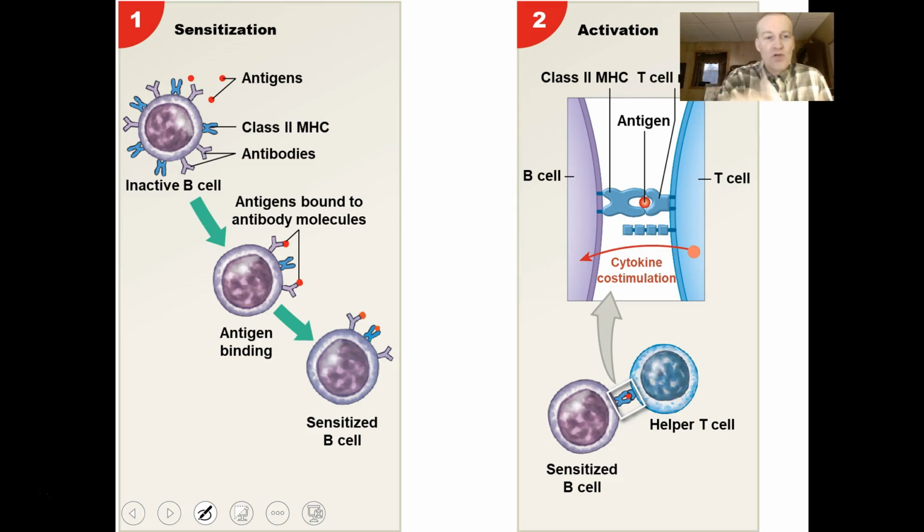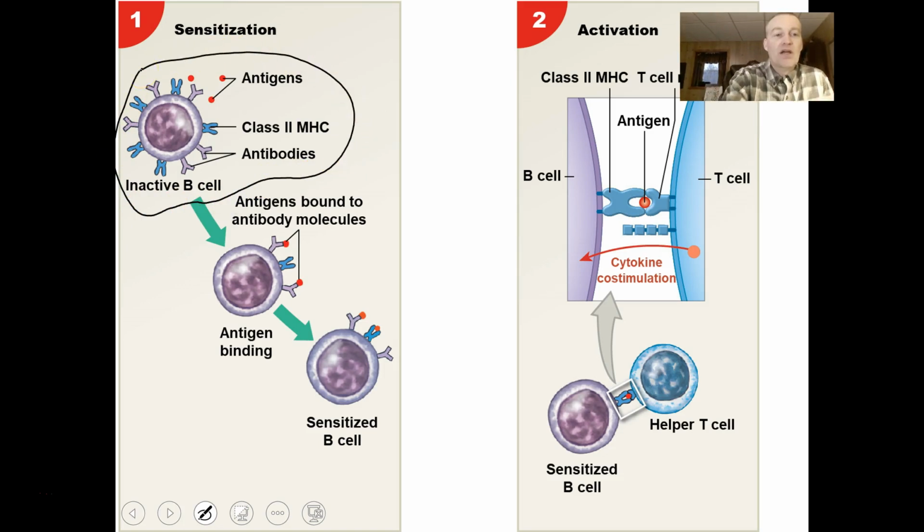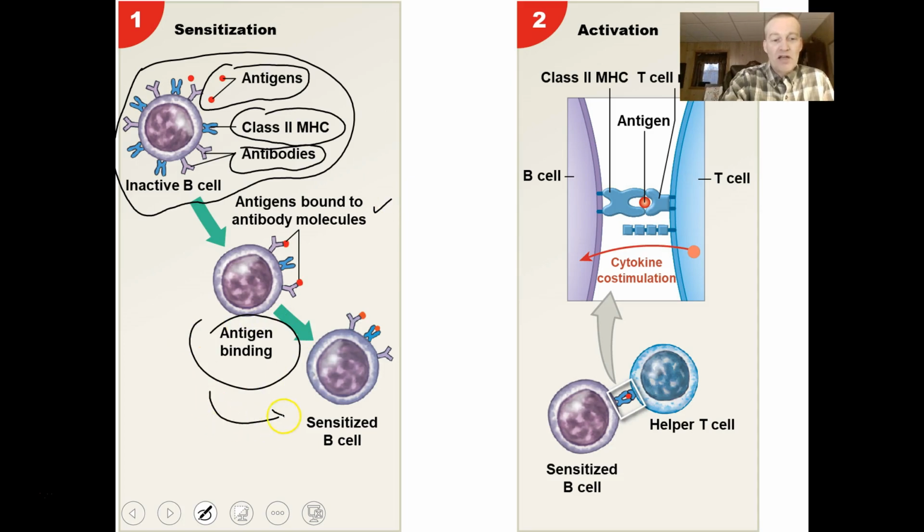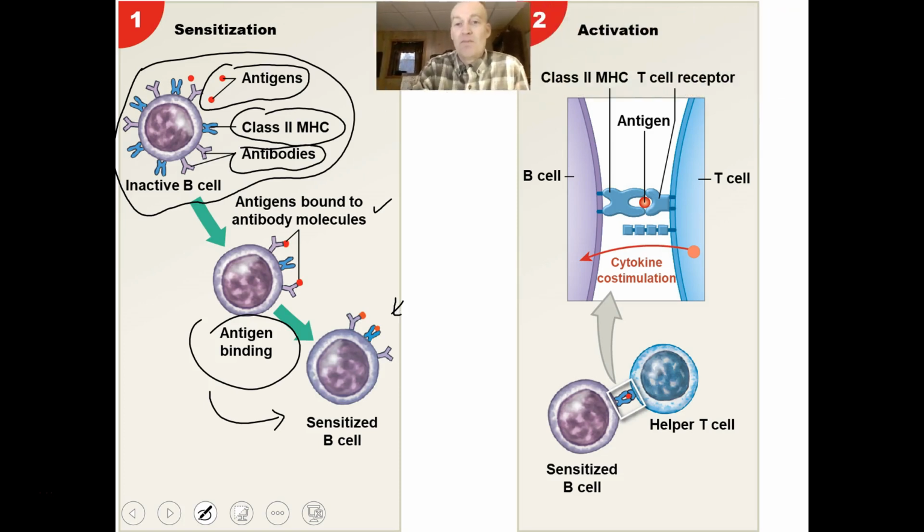All right, so we'll look at how this works here. Here we have a naive or inactive B cell. You can see it has class 2 MHC proteins, and it's going to be presented with an antigen. It does have very specific antibodies that can only join with very specific antigens. So if an antigen binds to that specific antibody, then antigen binding will actually stimulate the cell to become sensitized. And you can see it'll actually display the antigen on its class 2 MHC protein. Okay, so now we have a sensitized B cell.